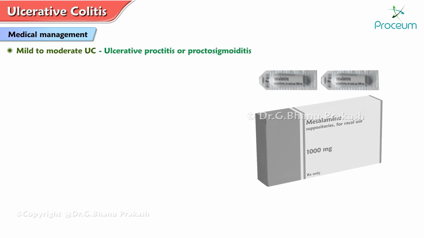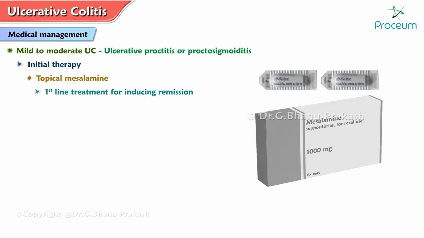Ulcerative proctitis or proctosigmoiditis. Initial therapy. Topical mesalamine is the first-line treatment for inducing remission in low-risk patients with mild to moderate ulcerative proctitis or proctosigmoiditis. Mesalamine is widely available in two forms: suppository or enema.